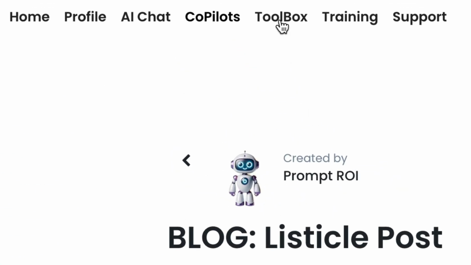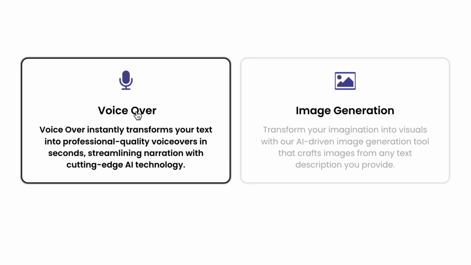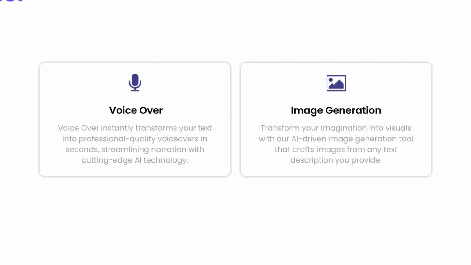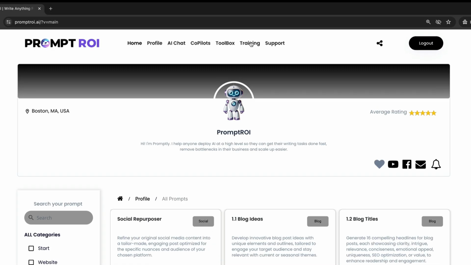In the toolbox, find tools for quick tasks using AI technology such as voiceovers and image generation with DALL-E 2 or DALL-E 3. Stay tuned for more tools currently in development.